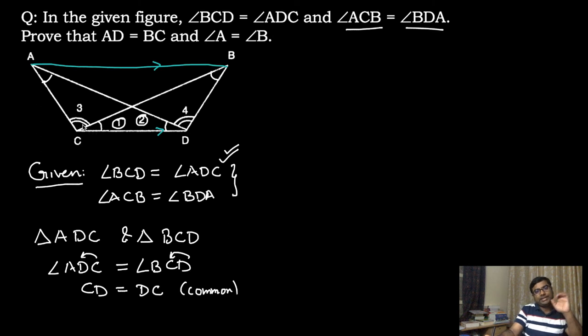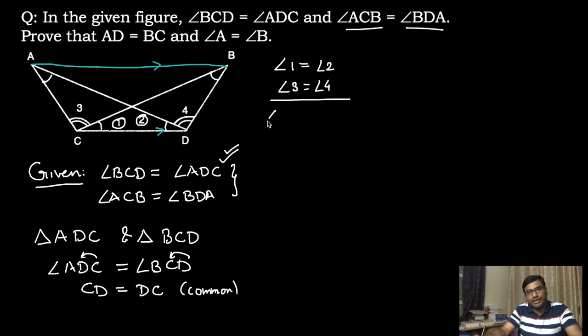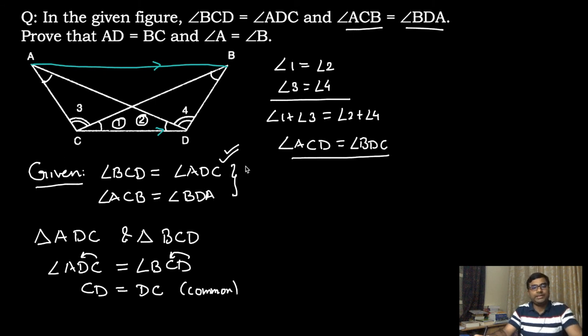Now can I say that angle ACD is equal to angle BDC? Yes, why? Because if you see 3 plus 1 and 2 plus 4. You can see angle 1 is equal to angle 2, given, and angle 3 is equal to angle 4, this is also given. So if I add both of them, angle 1 plus angle 3 should be equal to angle 2 plus angle 4. Now 1 plus 3, what is it? Angle ACD. And the second is angle BDC. Just by observation, you can figure this out. So third, here I can write angle ACD is equal to angle BDC. Correct?